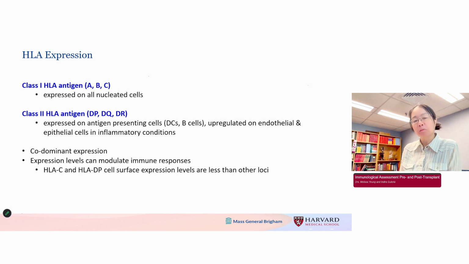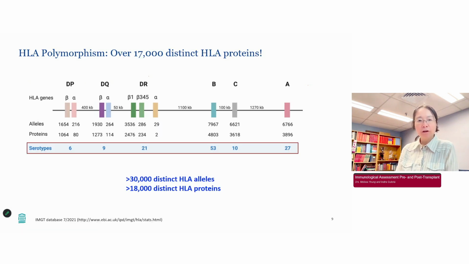And that's because the cell surface expression levels are much less than the other loci. There are case reports and case series of these antibodies causing ABMR, but there are also numerous cases where we've transplanted across HLA-C and HLA-DP antibodies without any issue.